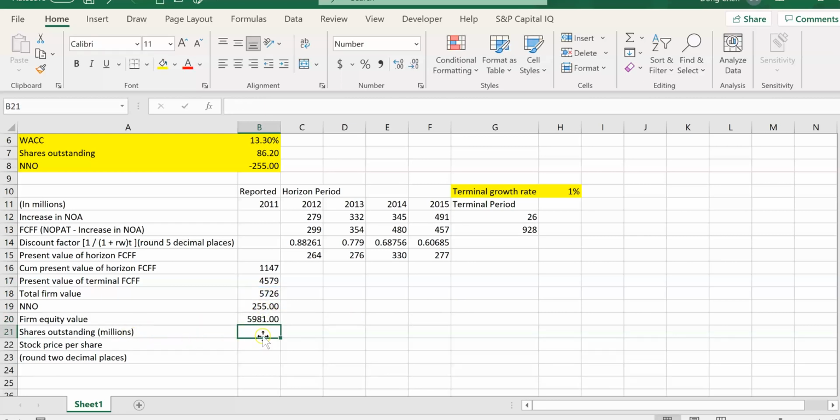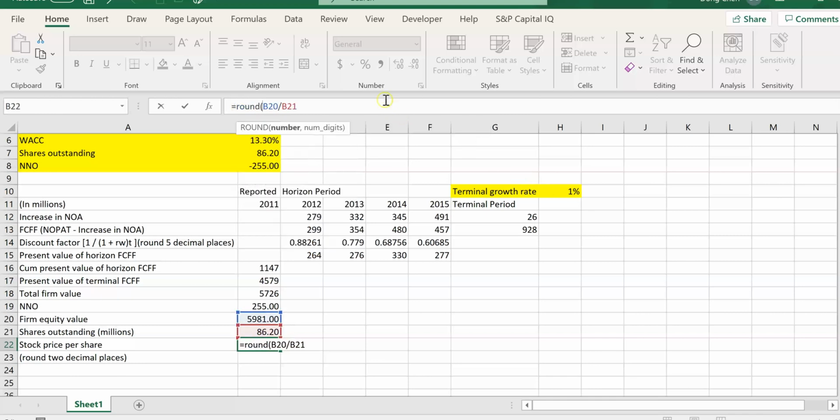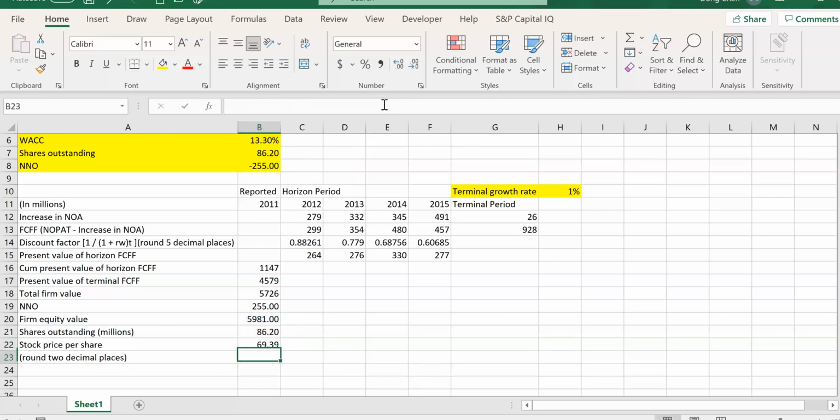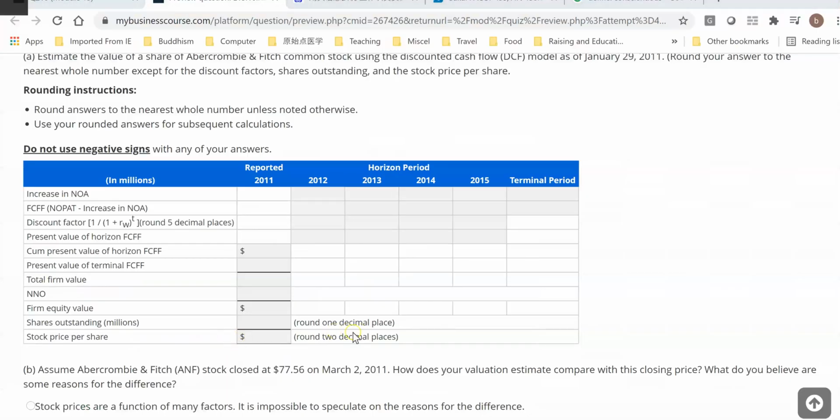So the shares outstanding is also directly provided here, and all these numbers are in millions, right? This is in millions of dollars, and this is in millions of shares outstanding. Stock price per share hence can be directly calculated by dividing the aggregate equity value by the shares outstanding. So don't forget, we need to use the round function again to keep this to 2 decimal places, right? And shares outstanding here, we need to keep that to 1 decimal place.